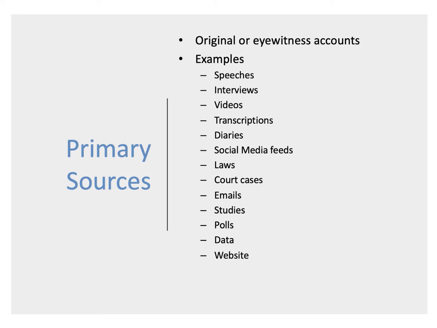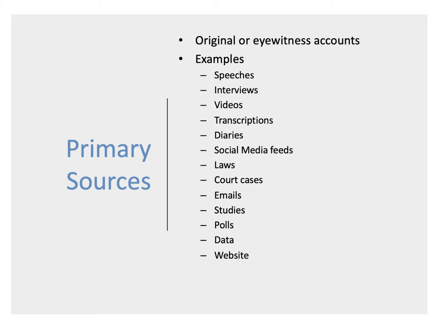So again, speeches, interviews, videos, transcripts, diaries, somebody's tweet or somebody's post on social media, a law, a court case, emails, studies and statistics, polls, data, and websites are examples of primary sources. But some of these things that I just mentioned could also be secondary sources. So the context is going to be really important, right?